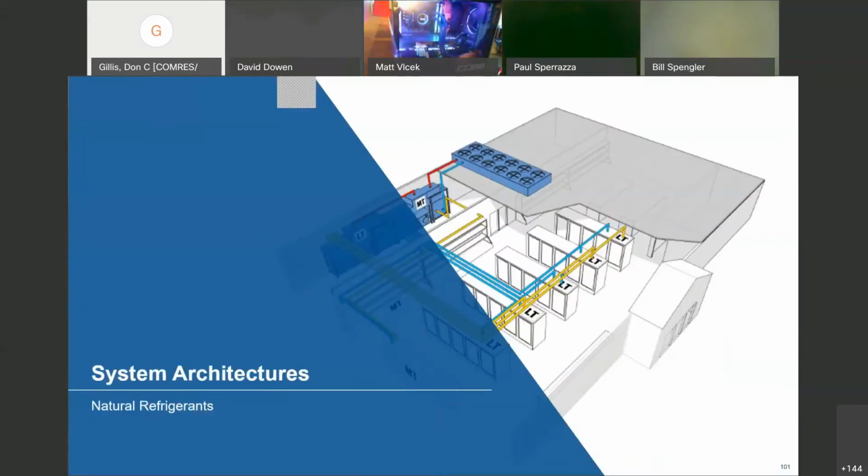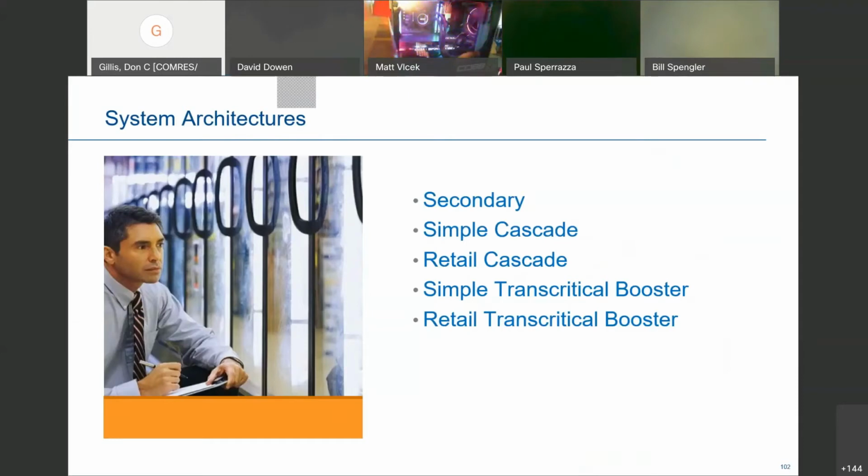I'm going to look at some of the system architectures for natural refrigerants. We have secondary, which means we're using a fluid on the bottom half, and I'm going to show you what that looks like. We have a simple cascade system, which we're all familiar with. Retail cascade is simply talking about we've got a medium and low temperature and possibly using the refrigerant also to condition the space, air conditioning.